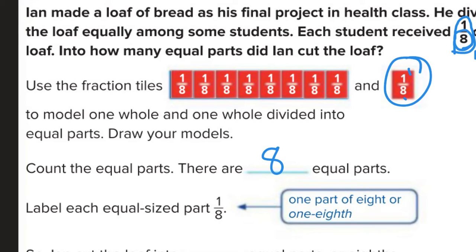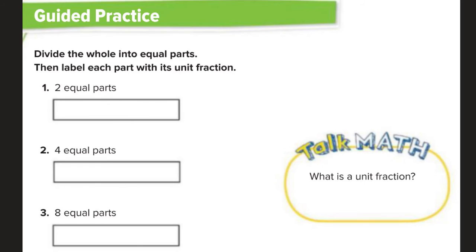So label each equal sized part 1/8, which we did. So Ian cut the loaf into 8 equal parts, or eighths. All right, here it says, divide the whole, which is just one rectangle here, into equal parts. Then label each part with its unit fraction.